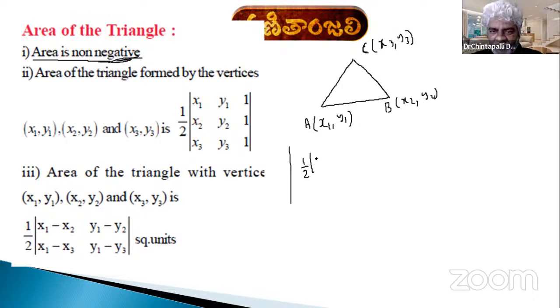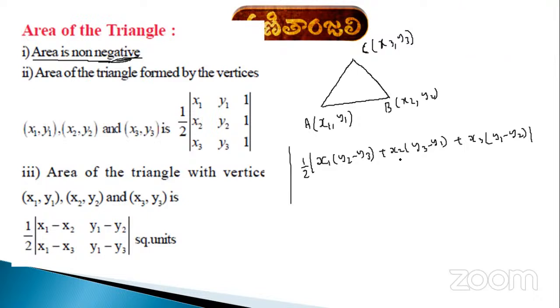Half of the mod of x1 times (y2 minus y3) plus x2 times (y3 minus y1) plus x3 times (y1 minus y2). Have you understood the pattern in the formula? 1, 2, 3. Got it? 2, 3, 1, 3, 1, 2.